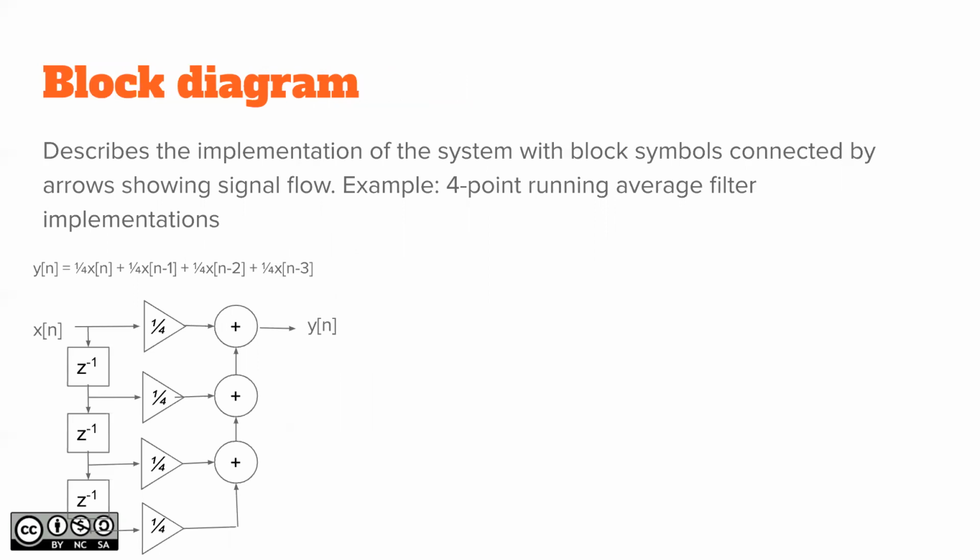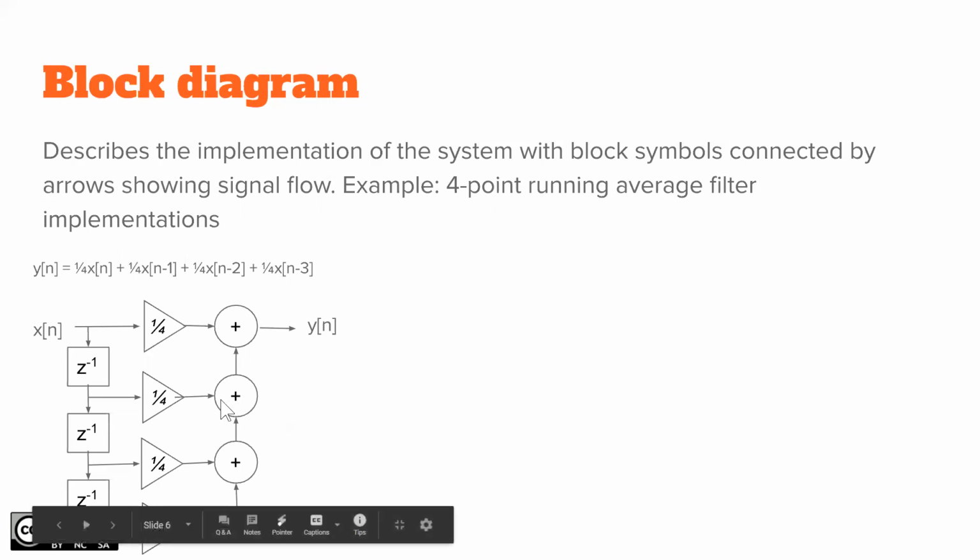So that's where a block diagram comes as a helping tool. A block diagram is the implementation of the system using block symbols connected by arrows showing signal flow, just like in this picture. So this is the original feed forward 4-point running average system right here.